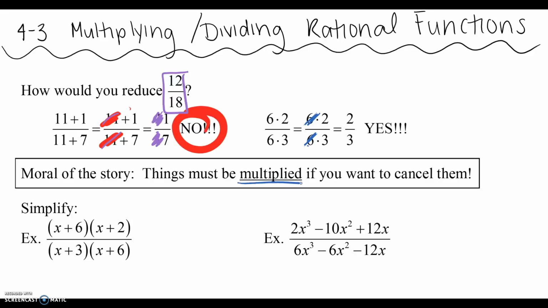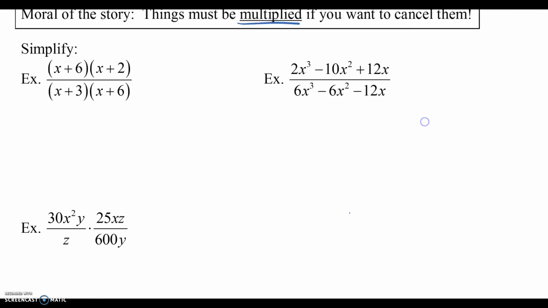They cannot be added. So keeping that in mind throughout this lesson, if I gave you an example like x plus 6 times x plus 2 over x plus 3 times x plus 6, because we're multiplying, we can cancel things. So we can cancel these x plus 6's, because it's the same as 1, and we're left with x plus 2 over x plus 3. And then we're done this problem.